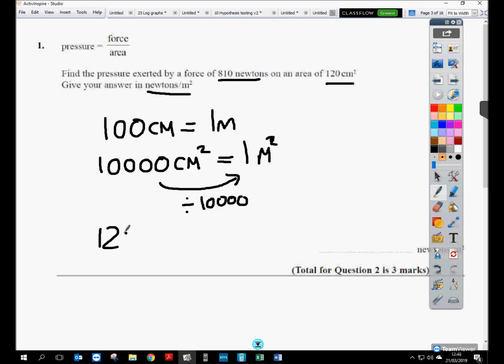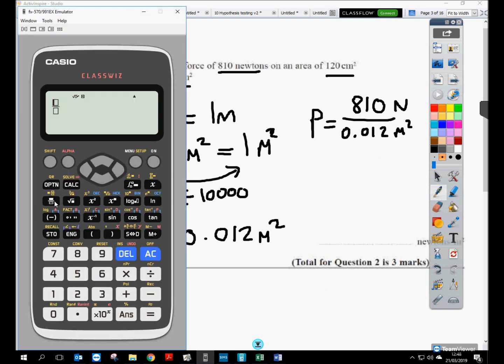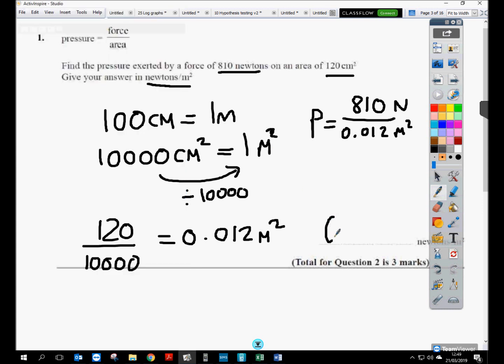So if I divide 120 by 10,000, you end up with 0.012 meters squared. And now I can answer the question. The question says work out the pressure. The pressure is 810 divided by the area, which is in meters squared, newtons per meter squared, and that's 0.012. Type it into the calculator, 810 over 0.012, 67,500. Correct.